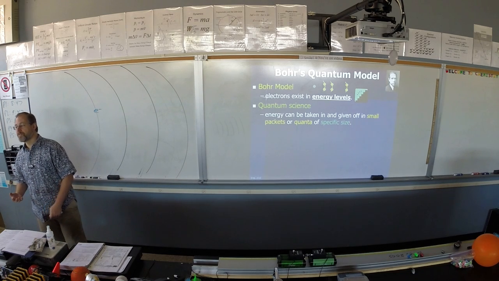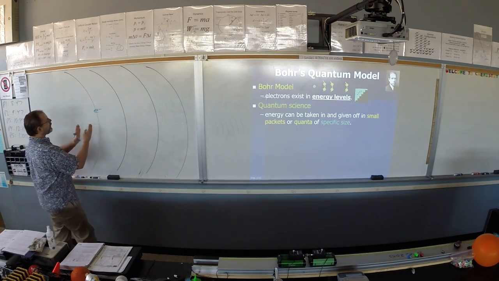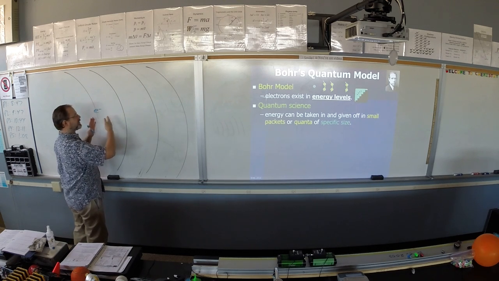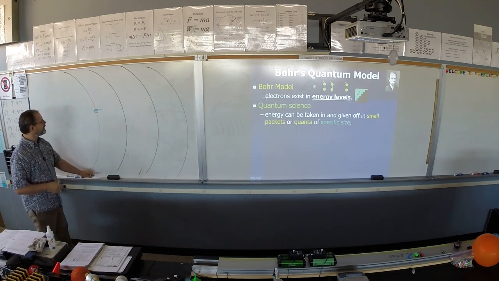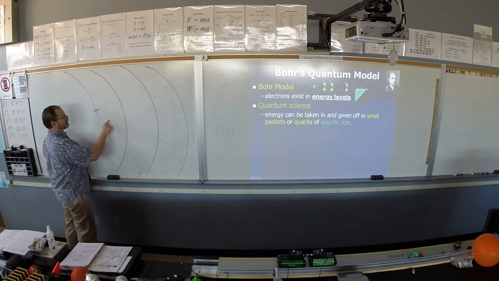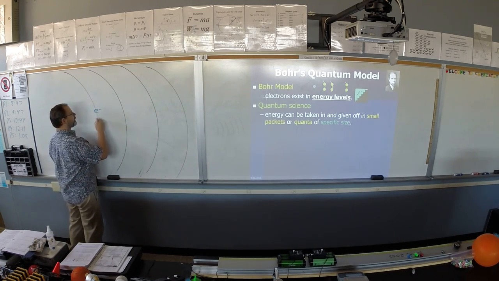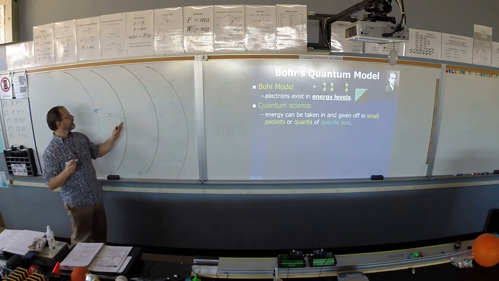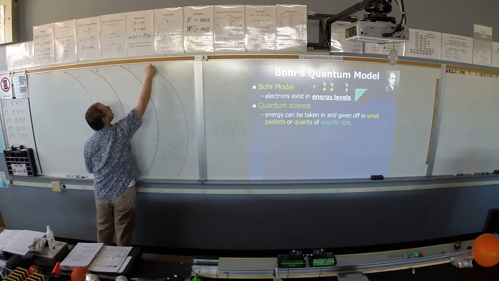Similarly, electrons take in quantums of energy. So the energy between the levels is a very specific amount. So what is the amount of energy between level 1 and level 2? Just throw out a number. 5. Okay, 5 is a good number. So there's 5 in between level 1 and level 2. Oh, by the way, I'm going to number these 1, 2, 3, and 4.